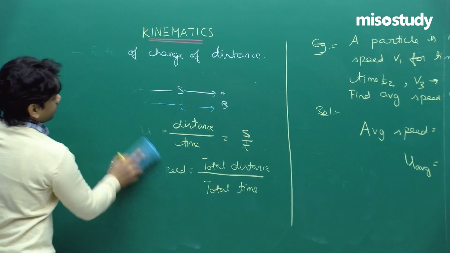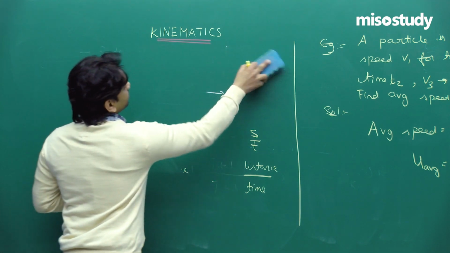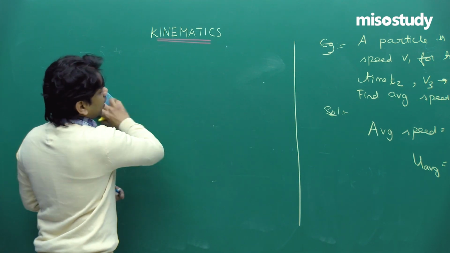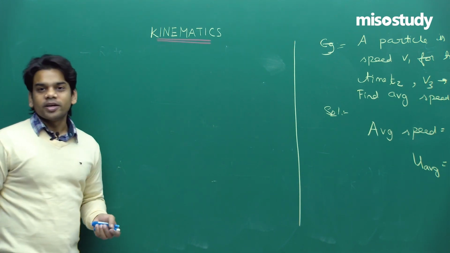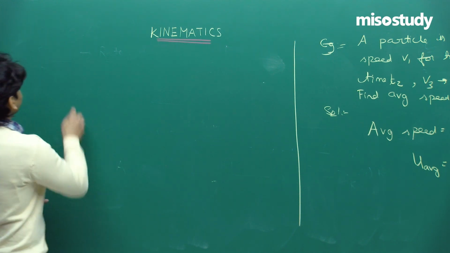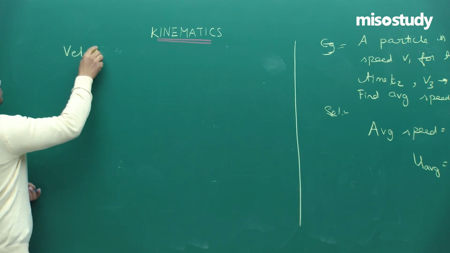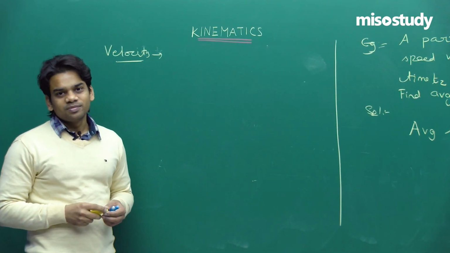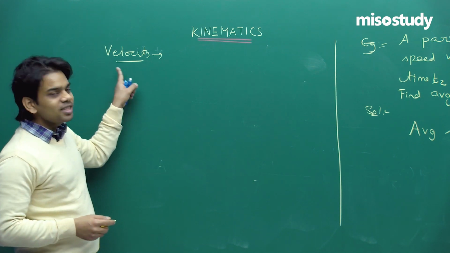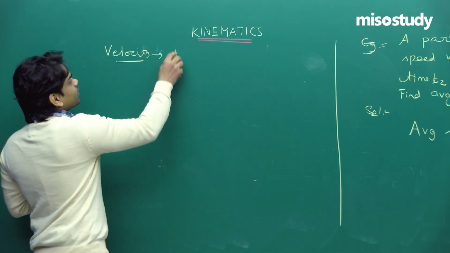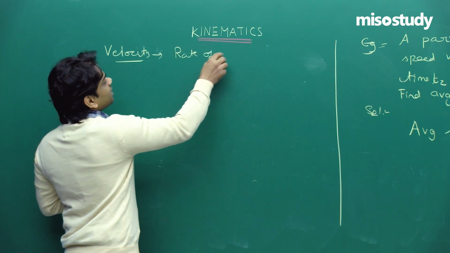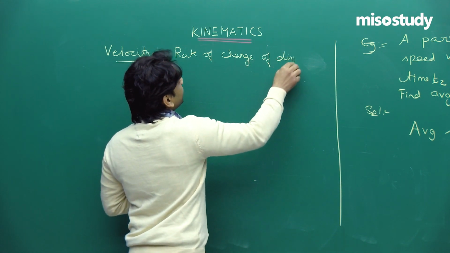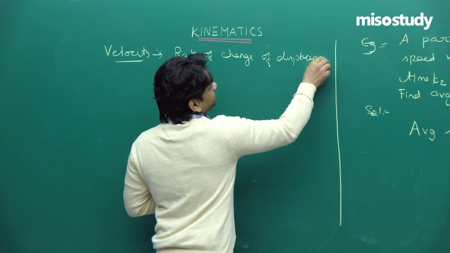Suppose this was about speed. Let's talk about velocity. Speed is a scalar quantity. Now velocity is related to speed, the only thing is that it has direction. Velocity is actually the rate of change of displacement, and whenever I use the term rate, it means time is already included in it. Rate of change of displacement.